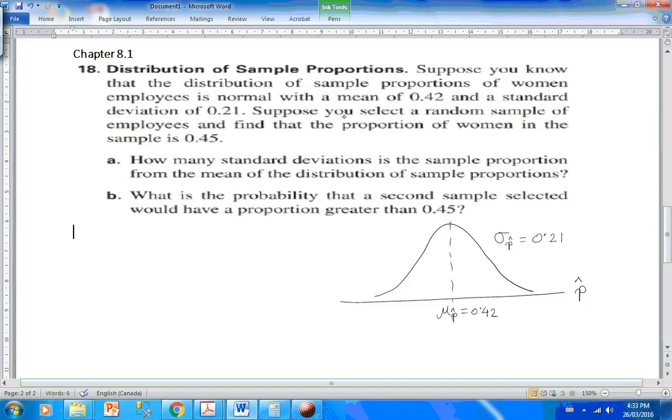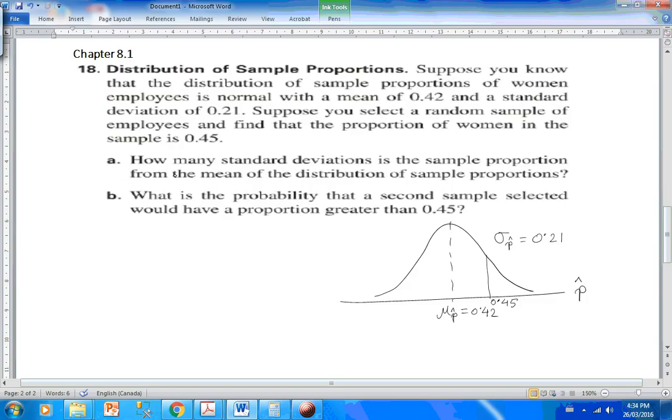Now suppose you select a random sample of employees and find that the proportion of women in that single sample is 0.45. So out of all these thousands of samples, you picked one of these samples and calculated its proportion, which turned out to be 0.45. I'm writing 0.45 to the right of 0.42 because it's bigger.